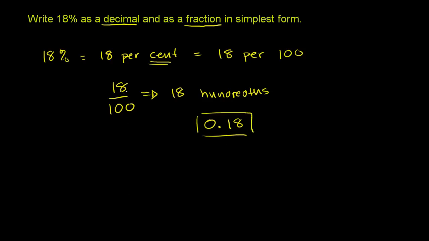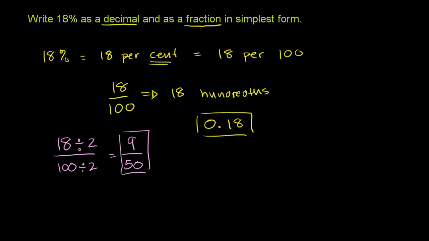And if we write it as a simplified fraction, we need to see if there is a common factor for 18 and 100. They're both even numbers, so we know they're both divisible by 2. So let's divide both the numerator and the denominator by 2. We have 18 divided by 2 over 100 divided by 2. 18 divided by 2 is 9. 100 divided by 2 is 50. I don't think these share any common factors. 50 is not divisible by 3. 9 is only divisible by 3, 1 and 9. So this is the fraction in simplest form.